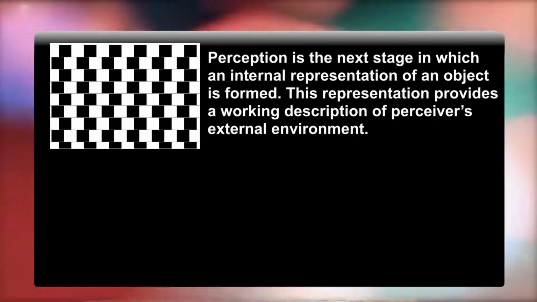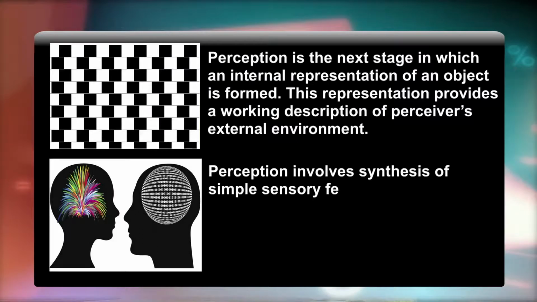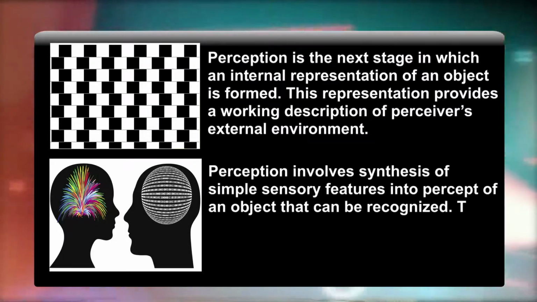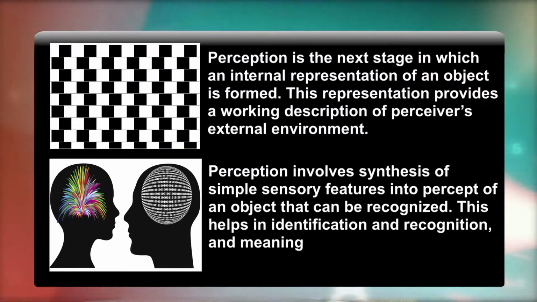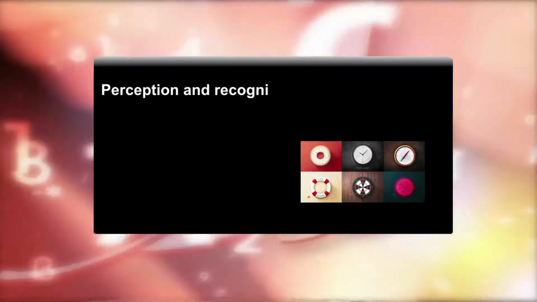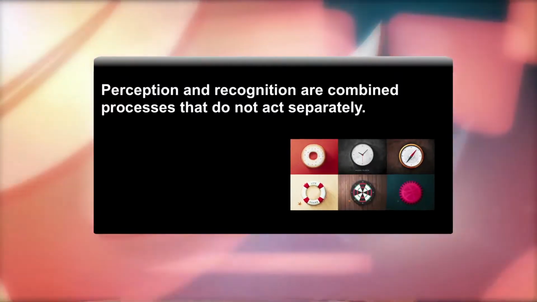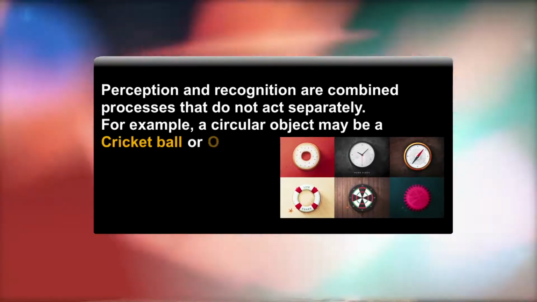Perception involves synthesis of simple sensory features into a percept of an object that can be recognized. This helps in identification and recognition, and meaning is assigned to the percepts. Perception and recognition are combined processes that do not act separately. For example, a circular object may be a cricket ball or an orange.